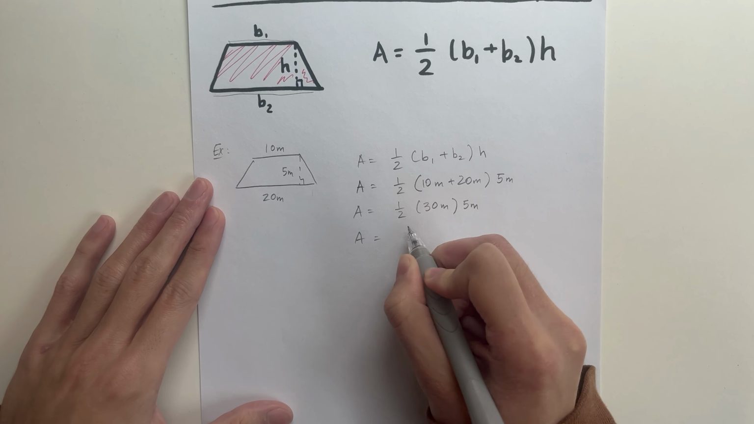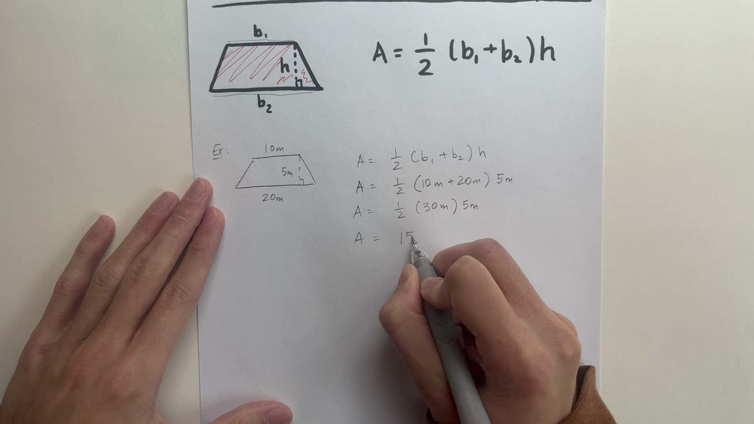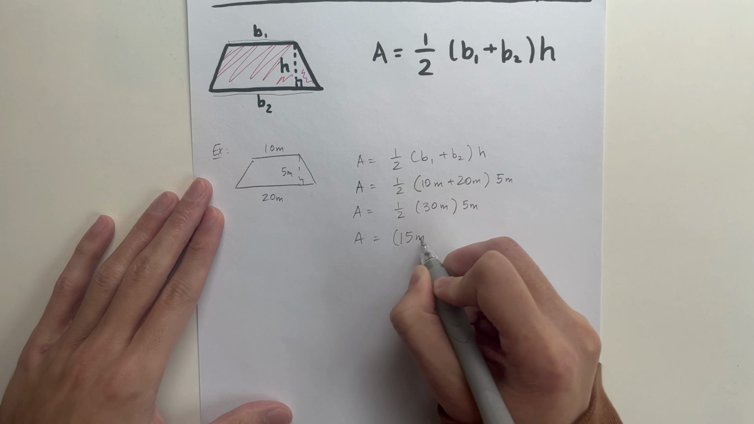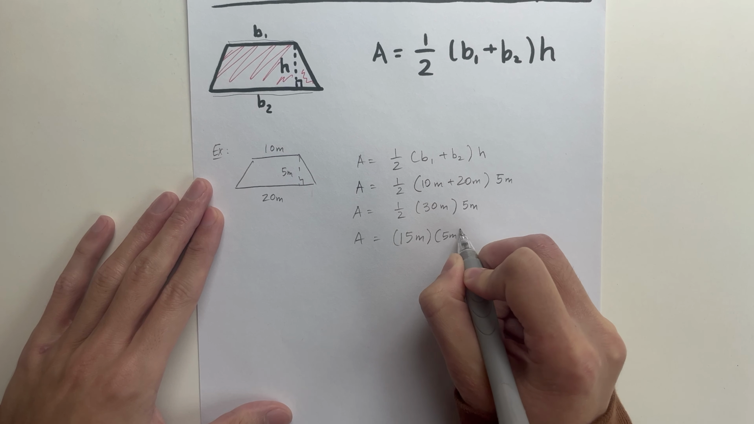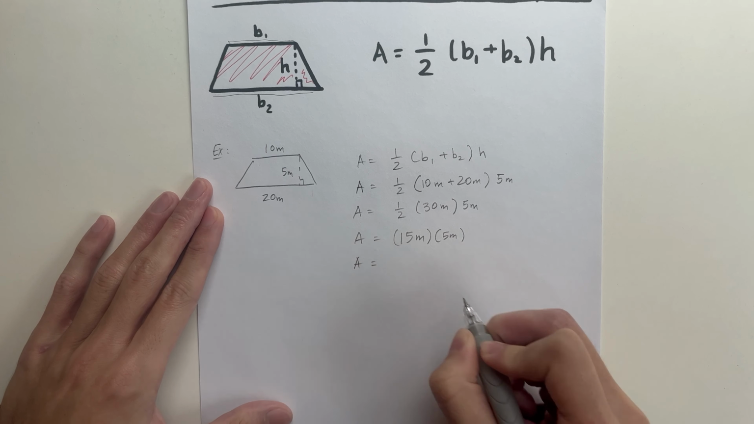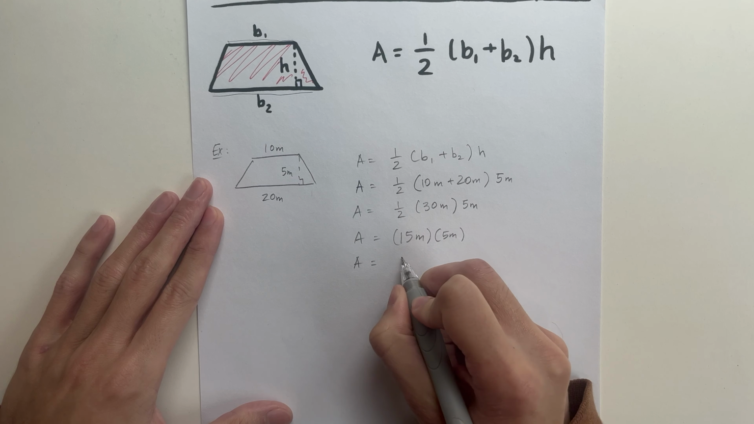So I'm going to separate those. 1/2 times 30 is 15 meters, that multiplied by 5 meters. And if you do 15 times 5, that is going to be 75 meters. So that's the answer for the area of this trapezoid here. Let's go over one more example.